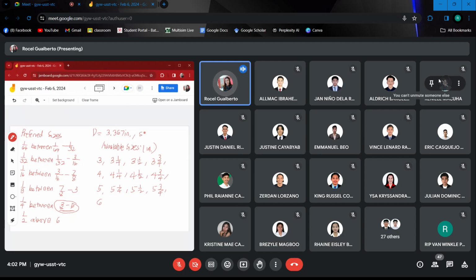So, what would be the equivalent of this? Which is it closest to? It would be 3 and 1/4. Okay? And also 3 and 1/2. This is 3.5. This one is 3.25. So, which of the two will we use? It would be the next higher. Okay? The next higher. So, that would be 3 and 1/2 of an inch. Okay? So, this is the standard size that will be used.